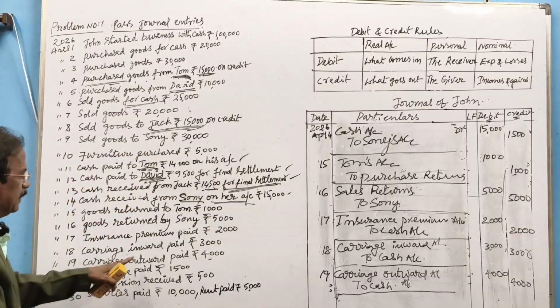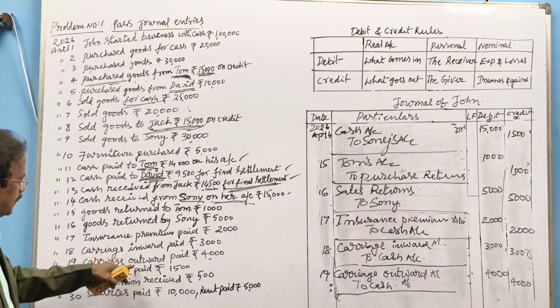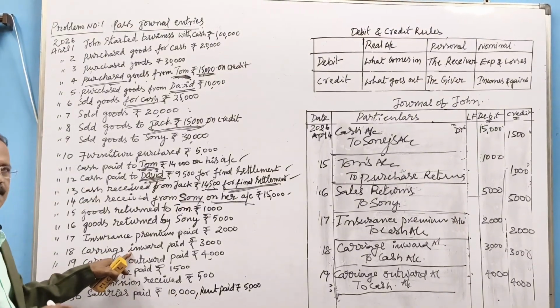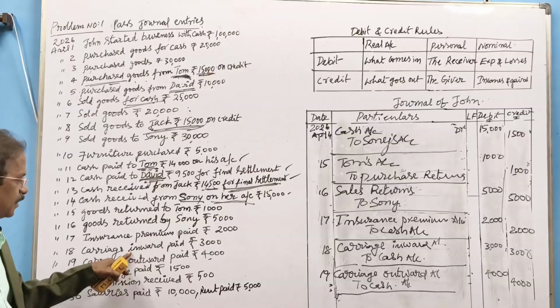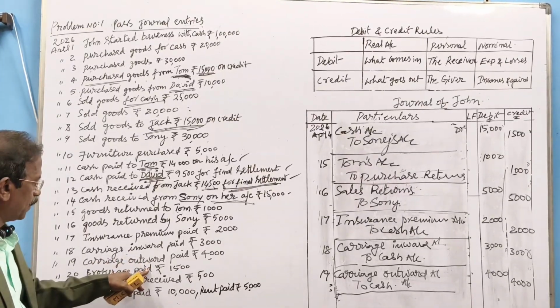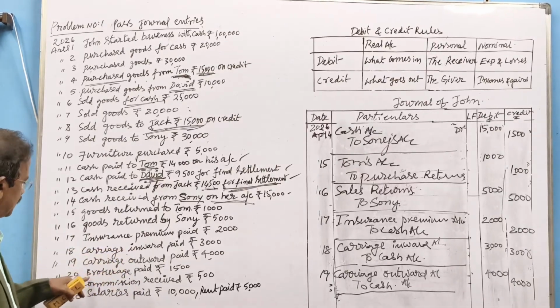You can't club these two items. This is different, this is different. Inward means when you purchase the goods, you pay carriage inwards. When you sell the goods, you pay carriage outwards. So we need to maintain two different accounts for these two items.